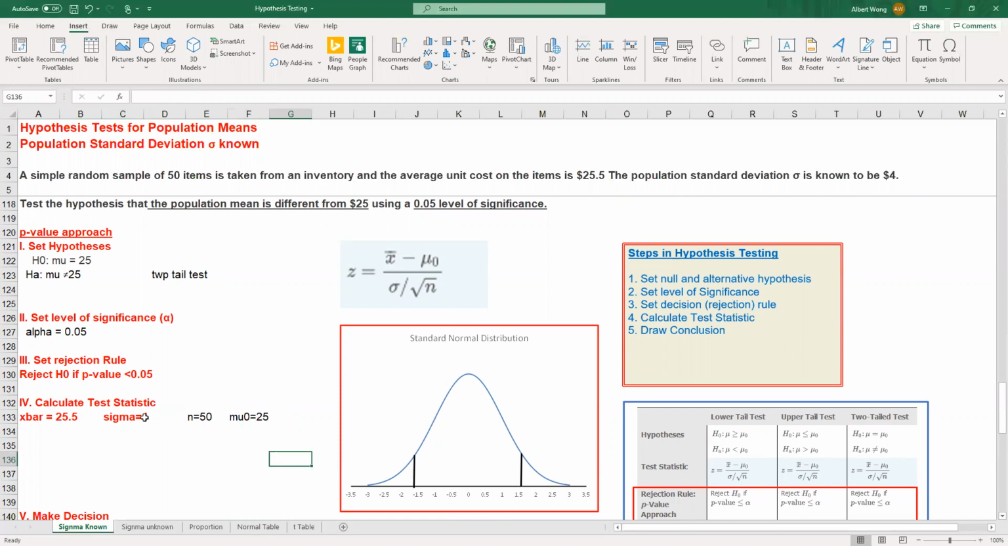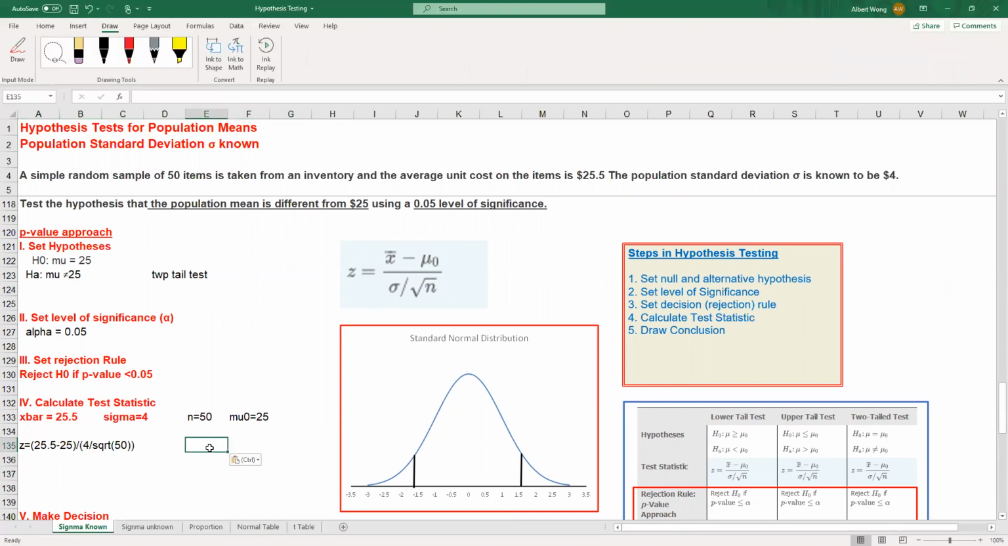And now that we know the four numbers, all we have to do is plug into the test statistic and you find out, right? So the test statistic would be 25.5 minus 25, and taking into account the variability, which is 4 divided by the square root of 50. And let's do the calculation. And the calculation will be equal to 0.8839.